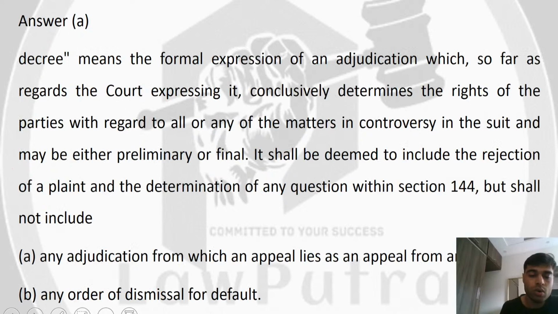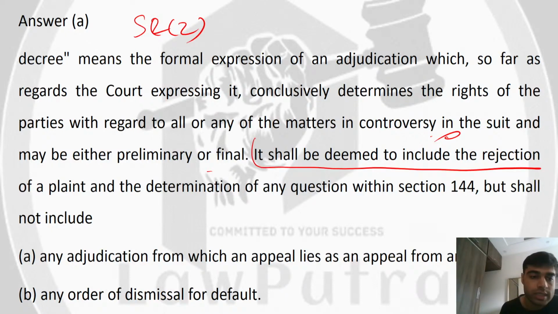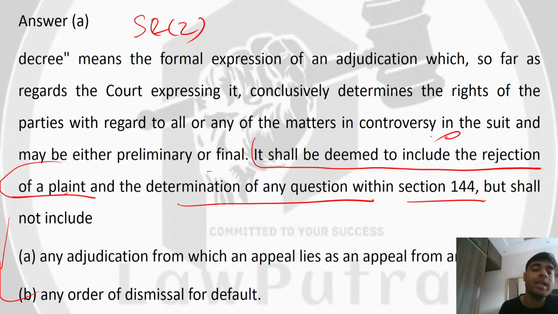Okay, now we'll go to the section. Section 2, decree. A decree is a formal expression of an adjudication which, so far as the court expressing it, conclusively determines the rights of the parties with regard to all or any of the matters in controversy in the suit, and may be either preliminary or final. It shall be deemed to include rejection of a plaint and determination of any question under section 144, but shall not include these two. So rejection of plaint is deemed to be a decree because it has been deemed to be included in it.